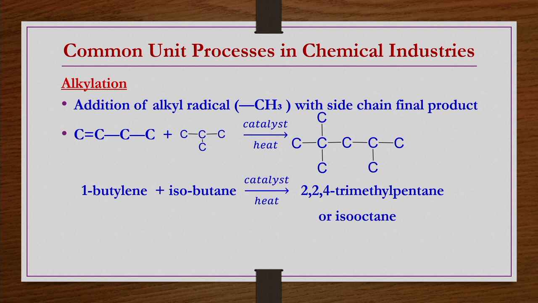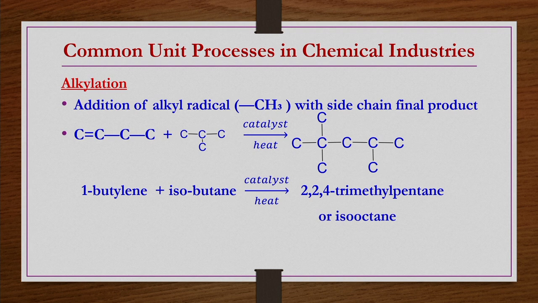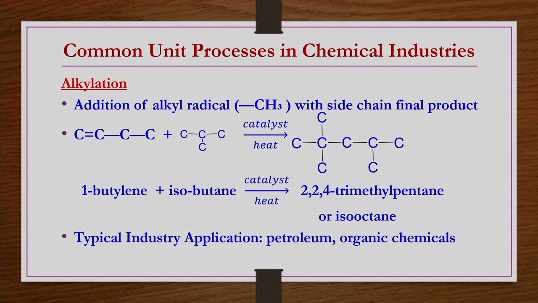We are not giving exact temperature, pressure or exact type of catalyst. As I mentioned, we are going to see a few basics. These are the very common unit processes occurring in chemical industries. There may be n number of unit processes or reactions available in the chemical engineering discipline, but we are not going to see all of them. We are going to discuss a few of them as basic knowledge. Such alkylation reactions are seen in general in petroleum and other organic chemicals production plants.